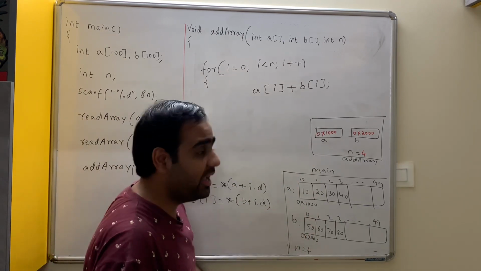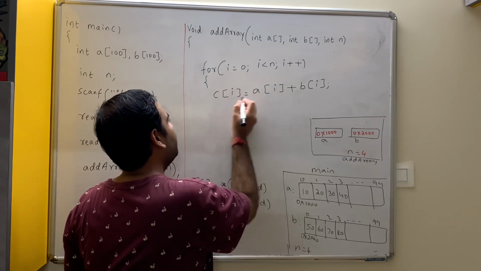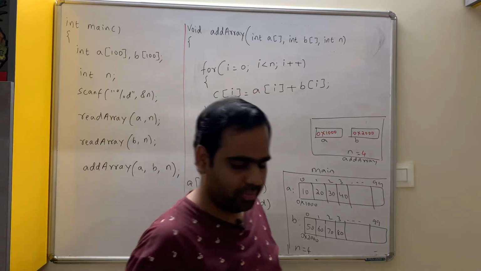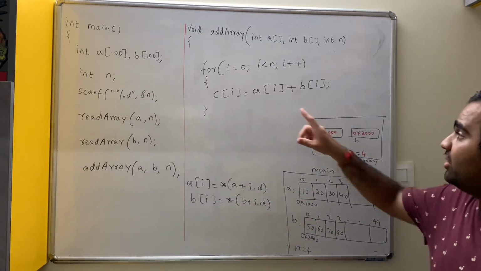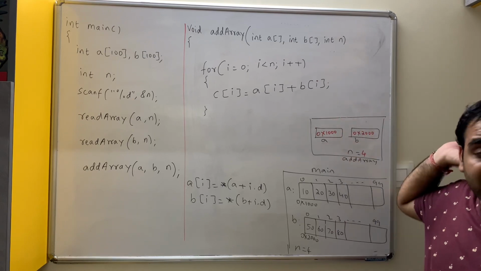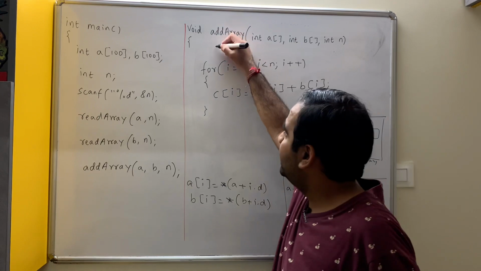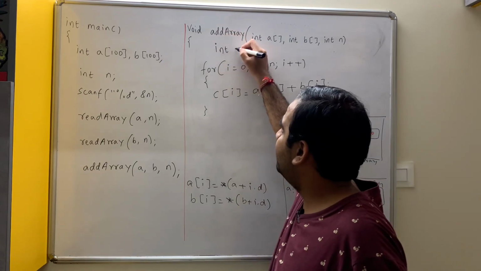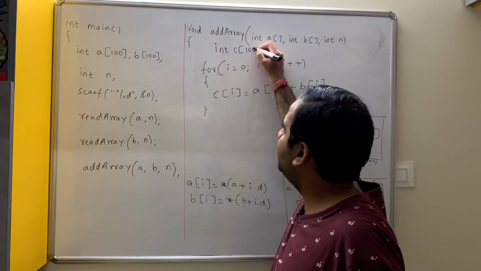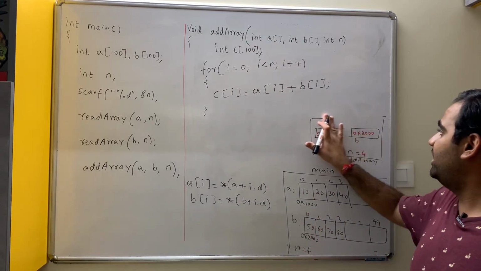And I want to store it in some array. Therefore, let me say the resultant array is C, and I say C of I is equal to A of I plus B of I. Now tell me one thing, is there any variable called C in the add array function? There is no variable called C in the add array function. Therefore, it becomes essential for us to declare int C of 100.